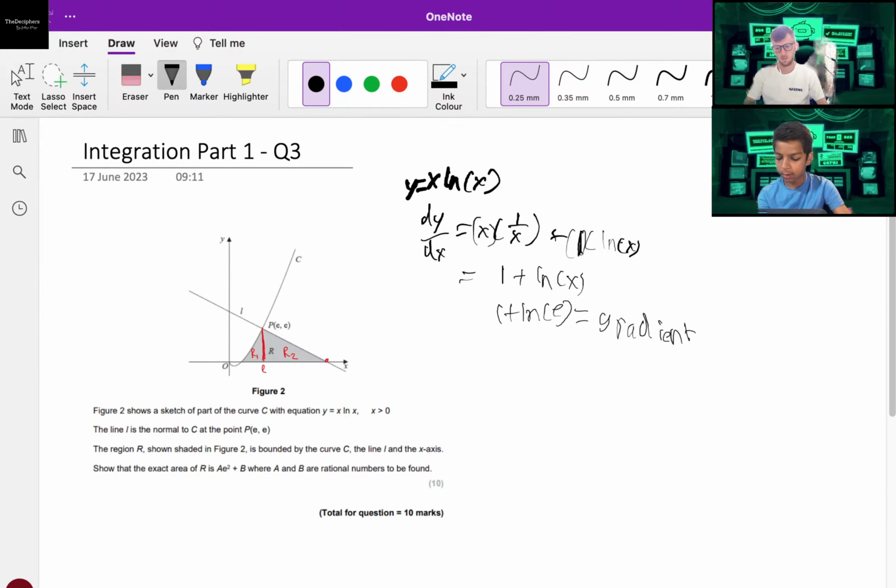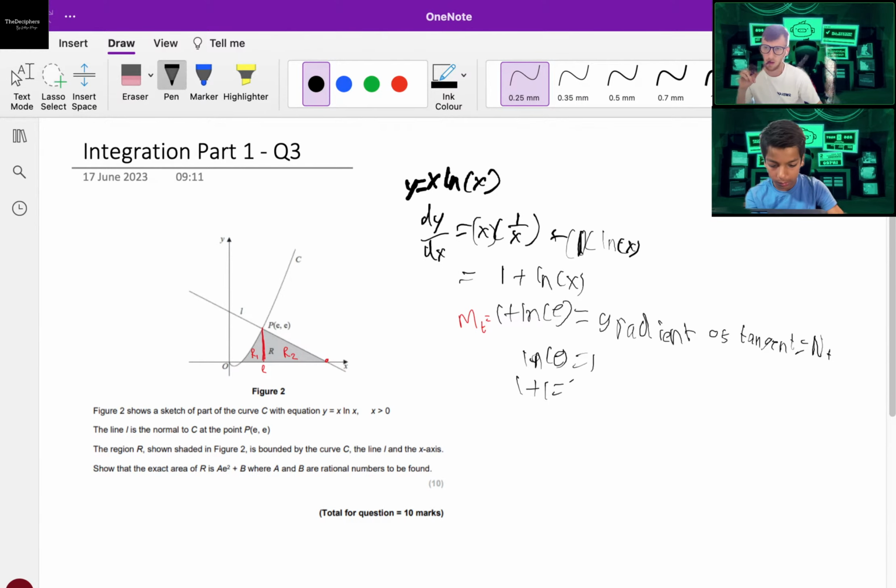It's the gradient of the tangent, yes. That's why I said let's just call it m_t. But what is ln e? What's the value of ln e? And that's just 1, because it's e comma e. So then ln e is 1. 1 plus 1 is 2.